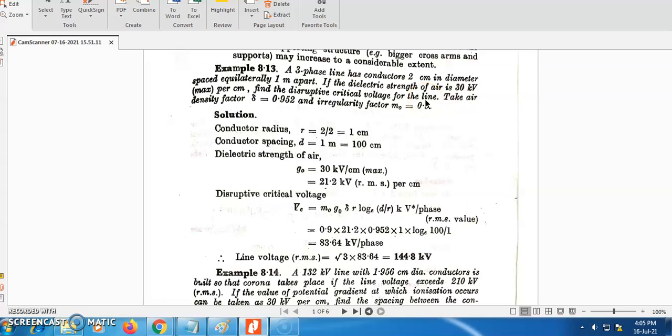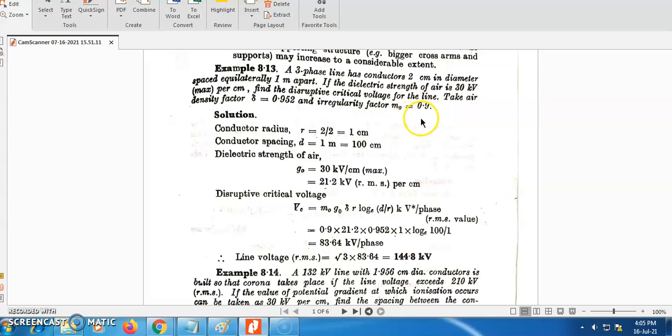First thing you need to calculate the disruptive critical voltage is the Vc expression. Take the air density factor delta equal to 0.952. If it is 1, it means normal condition. If it is 0.952, it means there are some rainy or stormy effects. That's why your critical disruptive voltage gets reduced because of this density factor. And the irregularity factor m0 is equal to 0.9. If it is 1, it means a uniform conductor. If it is 0.9, it is an irregular conductor.